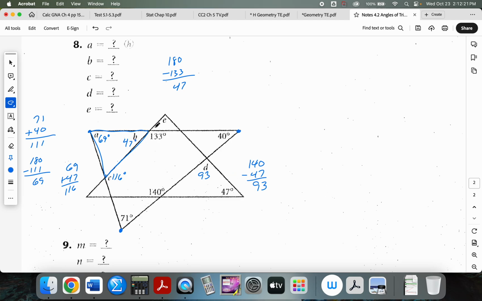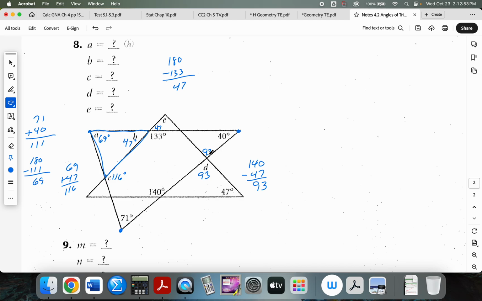Well, let's see. If B is 47, this angle right here is 47. That should be helpful because it's in the same triangle as E is. And if this angle is 93, so is its vertical angle. Do things with vertical angles and linear pairs because those are pretty simple for you at this point.